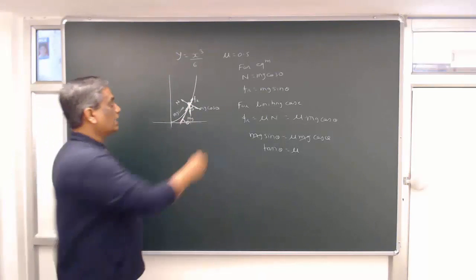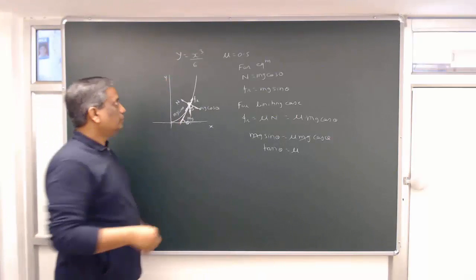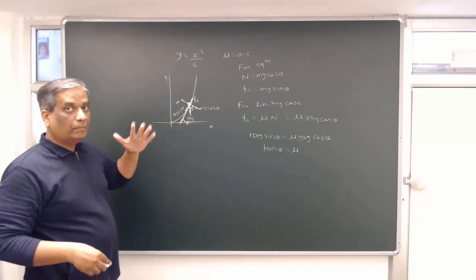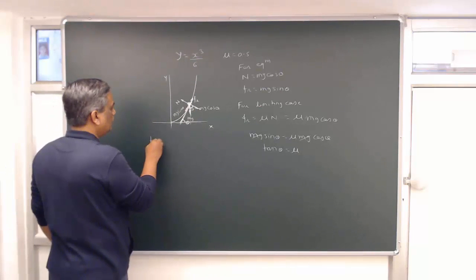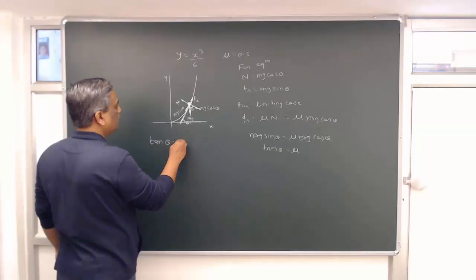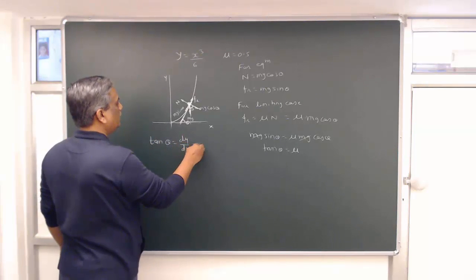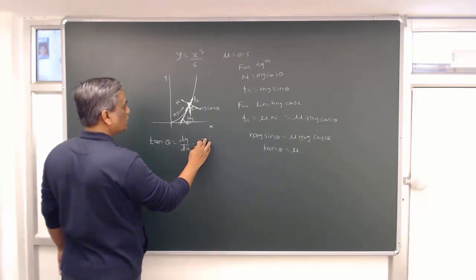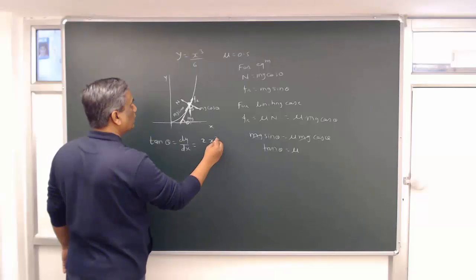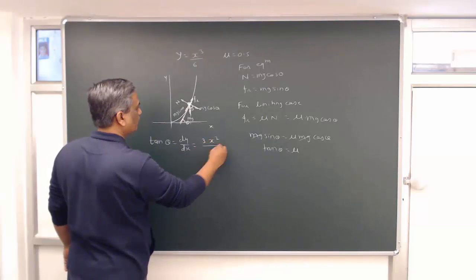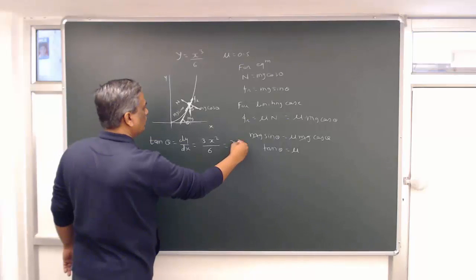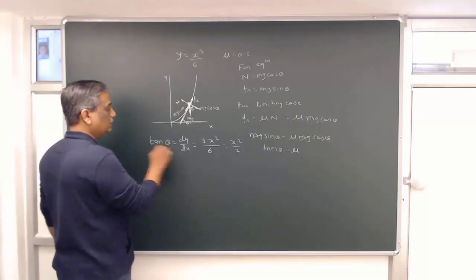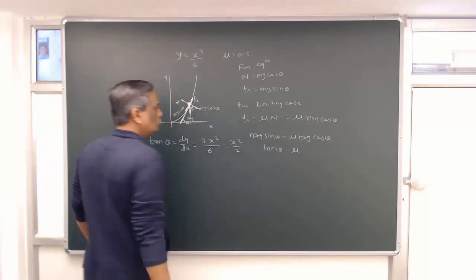Now this is the angle with the x-axis, right? And now I have an equation of this curve. So I can get this tan theta by a derivative concept. So tan theta from derivative concept is nothing but dy by dx, the derivative of y with respect to x. So the derivative of x cube is 3x square, so 3x square by 6. So that is x square by 2.